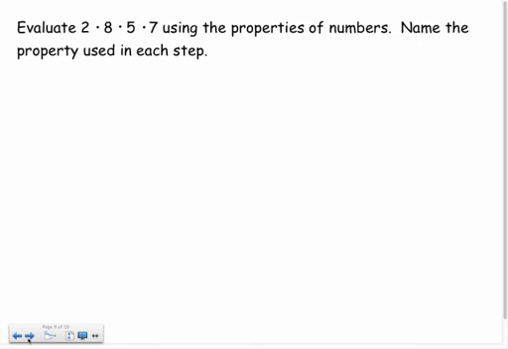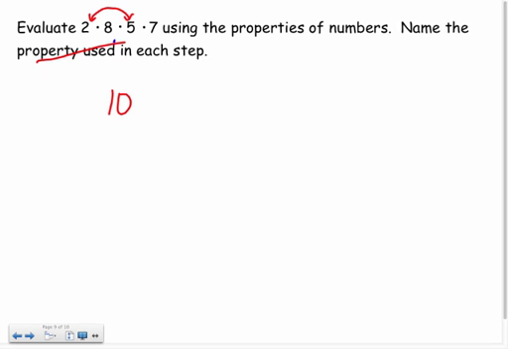And the same thing works with multiplication. You don't have to name the property here, but just show me which ones I would multiply together first to save some time, so I wouldn't need to use a calculator or long multiplication. If I can multiply to a 10 or a 100 or any power of 10, that always helps, doesn't it? So if I took 2 times 5, isn't that 10? Well, that's going to help me.